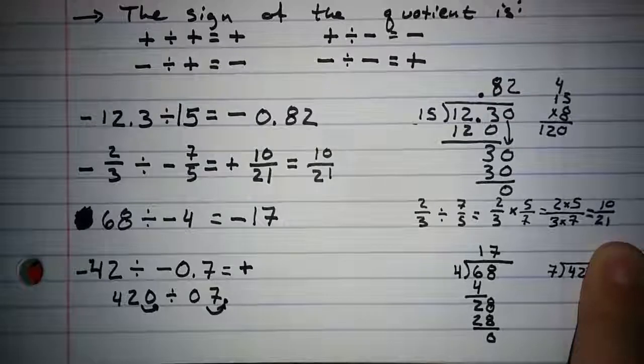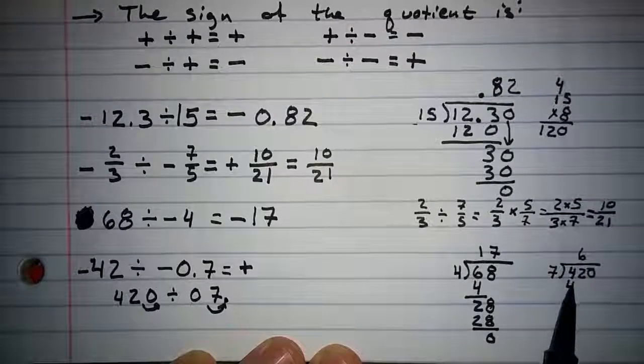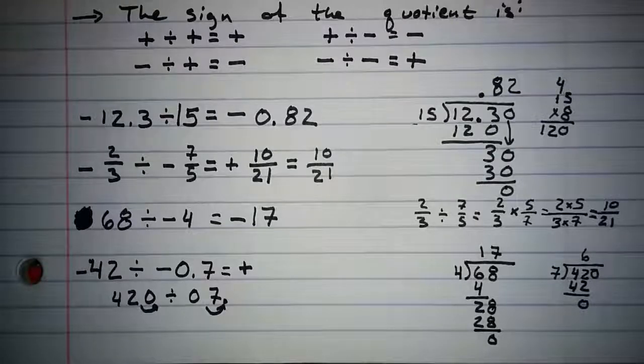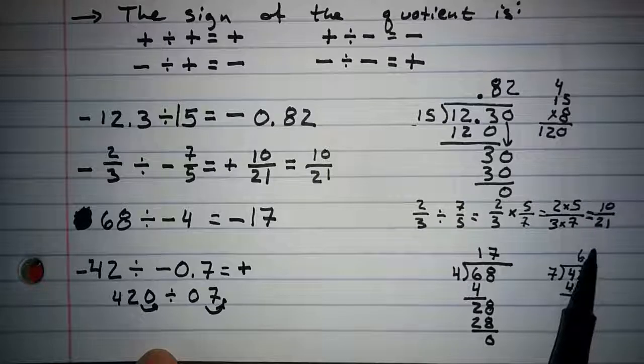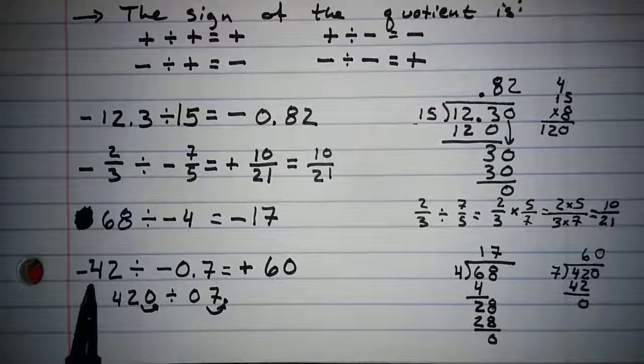7 goes into 42 6 times, consulting the multiplication table if we want. Oh, nothing left. Am I done? No, I've got a 6 in the tens place. So this is actually 60. Negative 42 divided by negative 0.7 is positive 60.